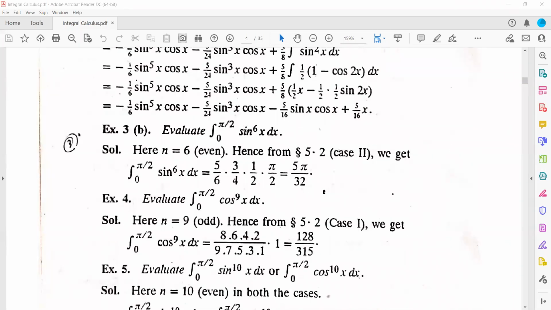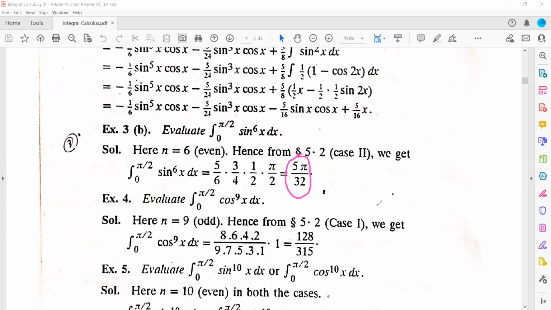So 6. It will start from n minus 1, 1 less. So 5. Then you write all the odd terms in the numerator and all the even terms in the denominator. So 6, it will start from 1 less from 6. So it will be 5, then 3, then 1. Denominator will start from 6. 6, then 4, then 2. And into pi by 2. Then you just simply use the Wallis formula.